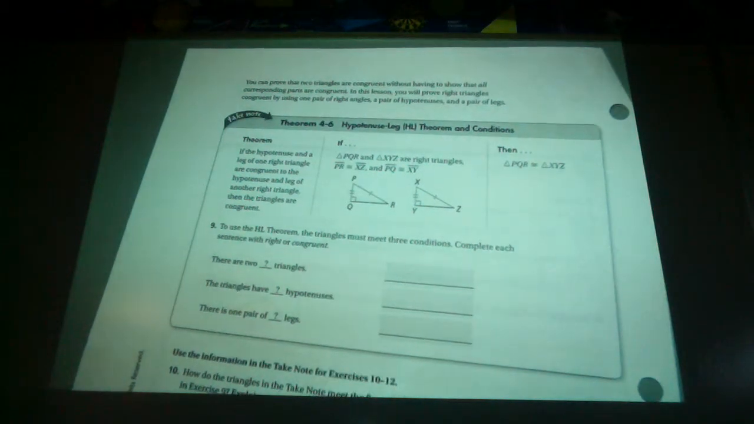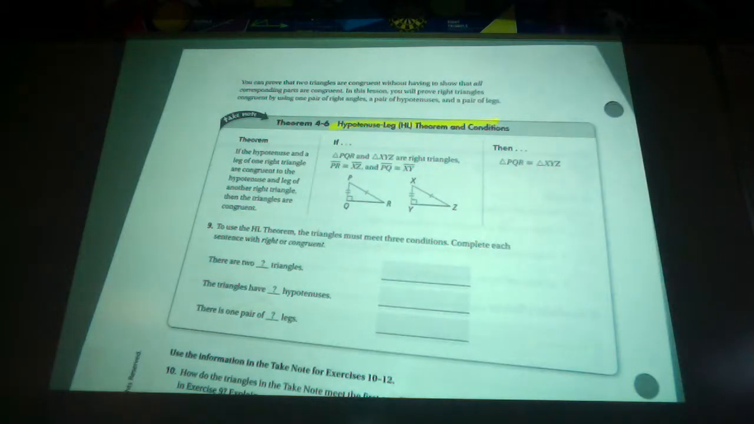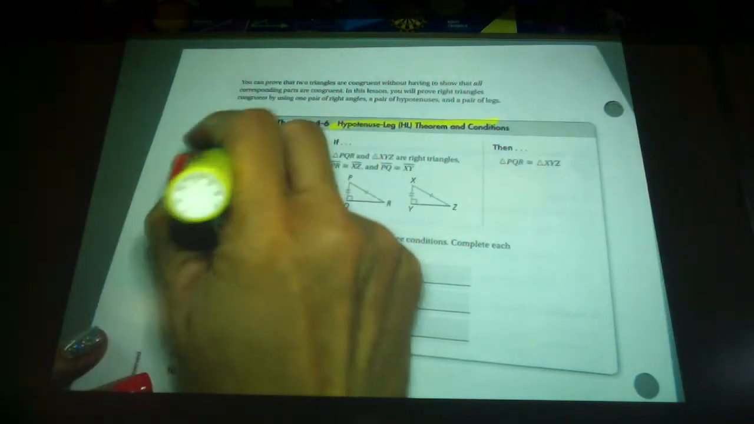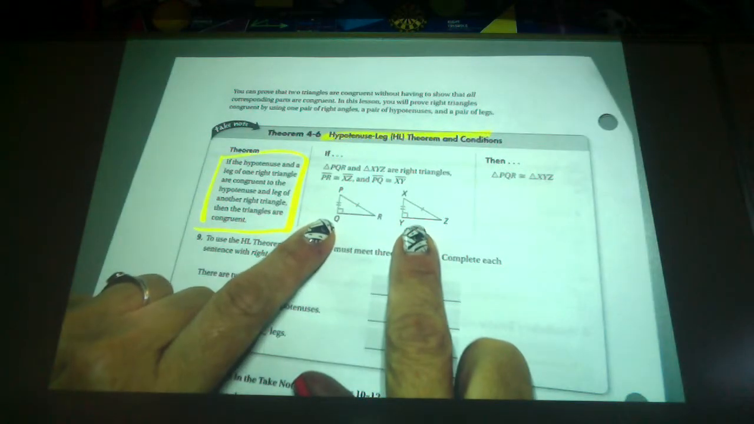So, theorem 4-6, I like to call the HL theorem. It's called your hypotenuse leg theorem. And it says, if the hypotenuse and a leg of one right triangle are congruent to the hypotenuse and the leg of another right triangle, then the triangles are congruent. So if you can prove corresponding hypotenuse and corresponding legs of two right triangles are congruent, then those triangles are going to be congruent. And look at the picture here of these ones marked.